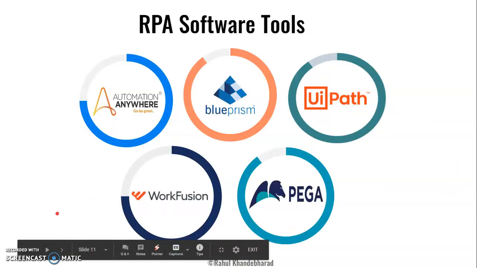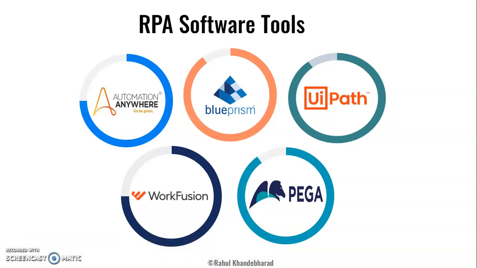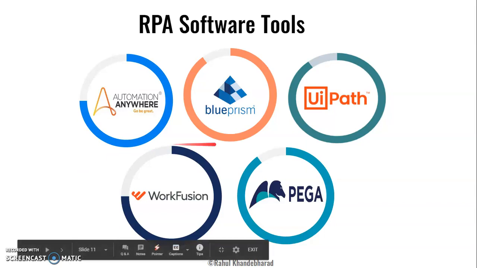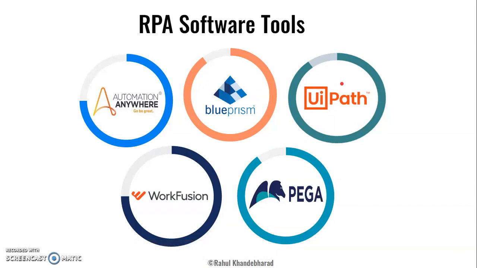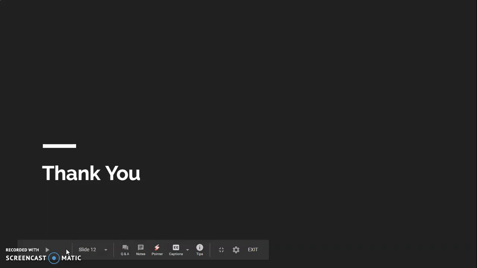Then what are the RPA software tools? We have already seen that RPA is software. So what are the software providers? These five are the key software providers, of which UiPath is one of the premium among them. And then we also have Automation Anywhere, Blue Prism, WorkFusion, and Pega. These are some of the RPA tools that are available in the market.